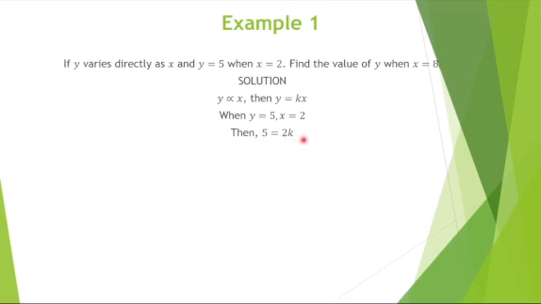So how do we find k? We simply divide both sides by 2. And when you do that successfully, you are going to have 5 over 2 is equal to 2k over 2. And 2 can divide 2 to give you 1. So in that case, we say k is equal to 5 over 2. So we have successfully found k.